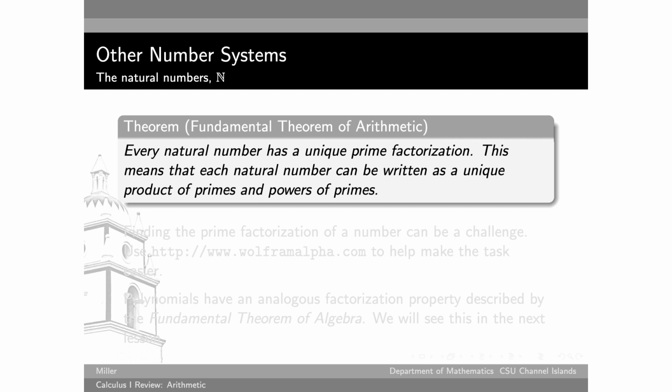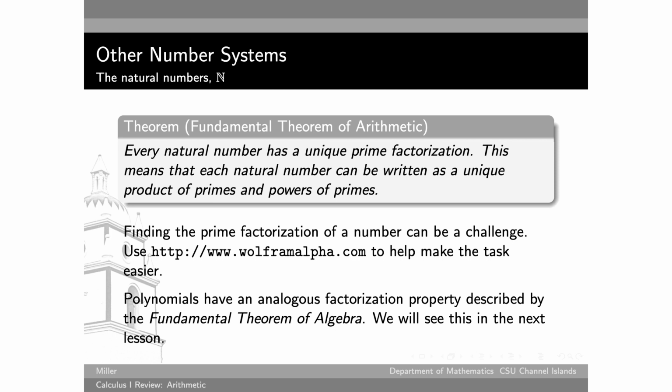So there's a theorem called the fundamental theorem of arithmetic that says every natural number has a unique prime factorization. This means that each natural number can be written as a unique product of primes and powers of primes. Finding the prime factorization of a number can be a challenge, so I like to turn to software to help make sure I got it right. And here's a URL for the tool Wolfram Alpha that can help make that task easier.